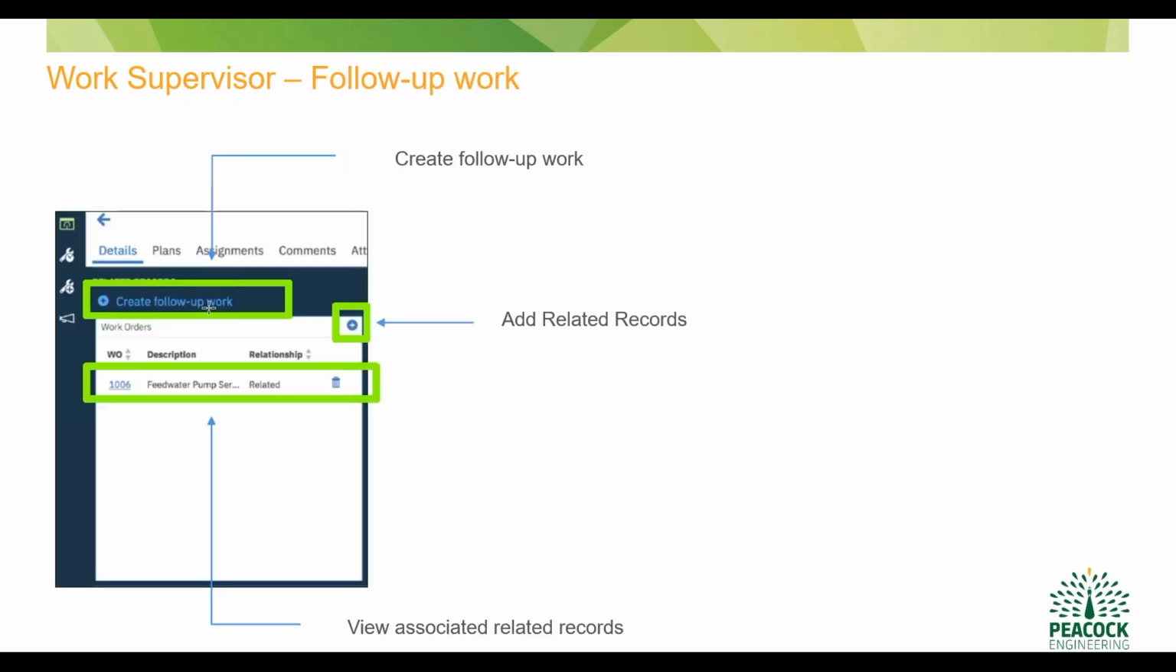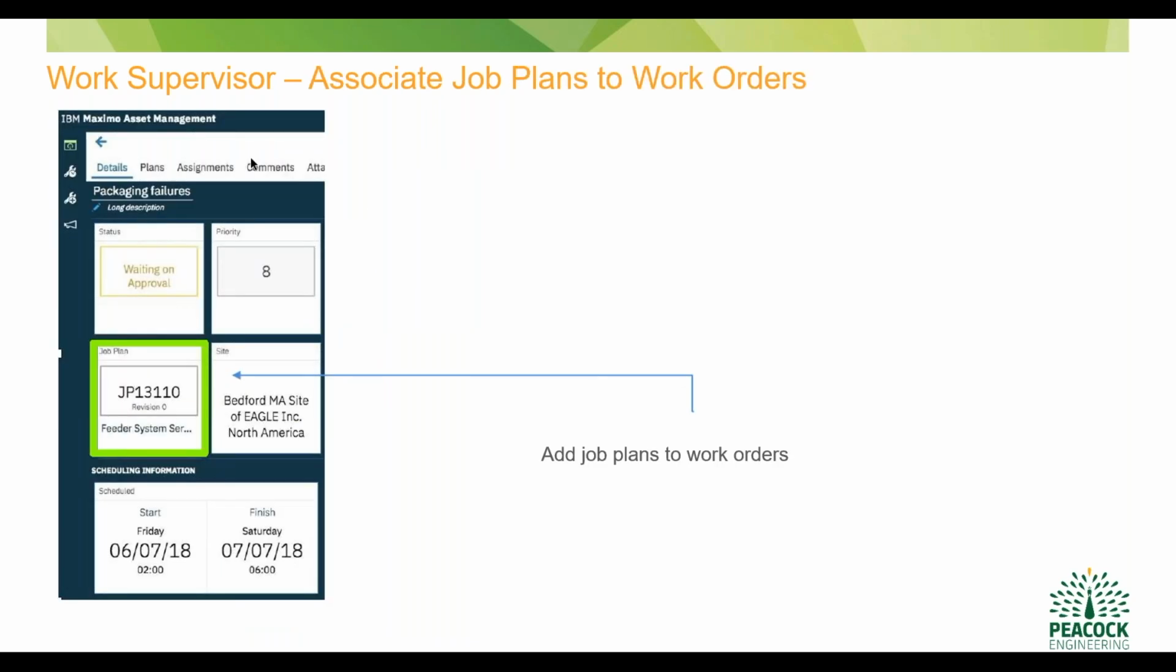You also now have the ability to create follow-up work and also add related records. And as you can see in the bottom green section there, you also get the list of related records. Adding job plans: if the work order doesn't have a job plan on there, if it's not being associated with a job plan initially, then you can add a job plan.